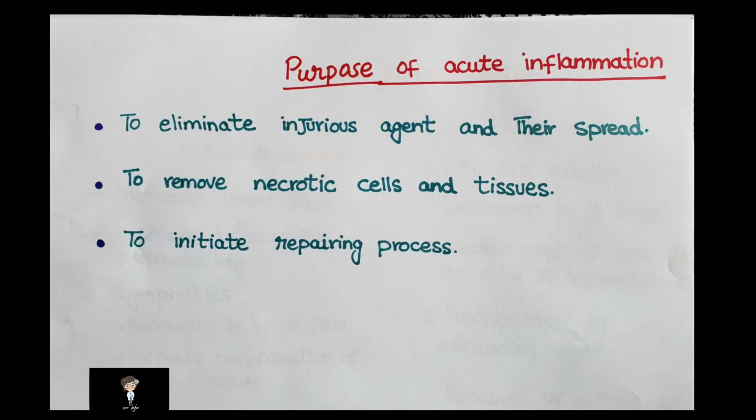First of all, we will start with acute inflammation, and if we look at the purpose of acute inflammation, it is to eliminate injurious agents and their spread, to remove necrotic cells and tissues, and to initiate the repairing process. We all know that there are four macroscopic features of inflammation we discussed in almost every previous video, which are redness, pain, edema, and warmth of the swollen area.